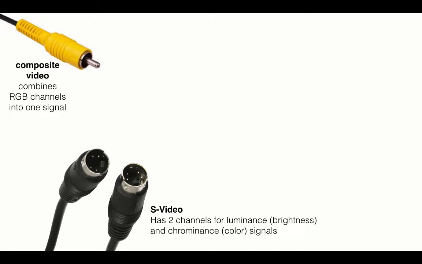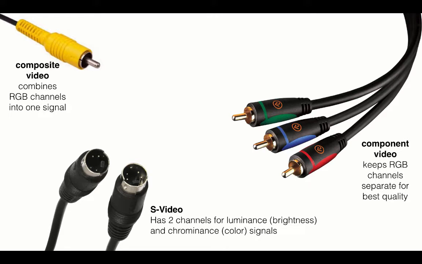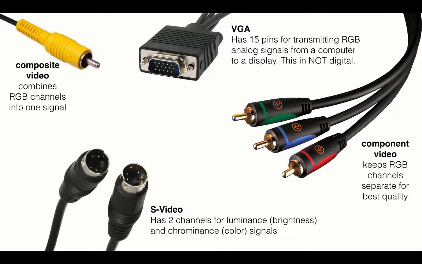Okay, this is S-video. It has 2 channels for luminance, which is brightness, and chrominance, which is color. Okay, and the next step up would be component video, and it keeps the RGB channels separate for the best quality. Okay, and then there's also VGA, and it has 15 pins for transmitting RGB analog signals from a computer to a display. This is not digital, even though it's transmitting something from a computer to a projector or whatever. And on older computers, you still might see this adapter type on your laptop or something.